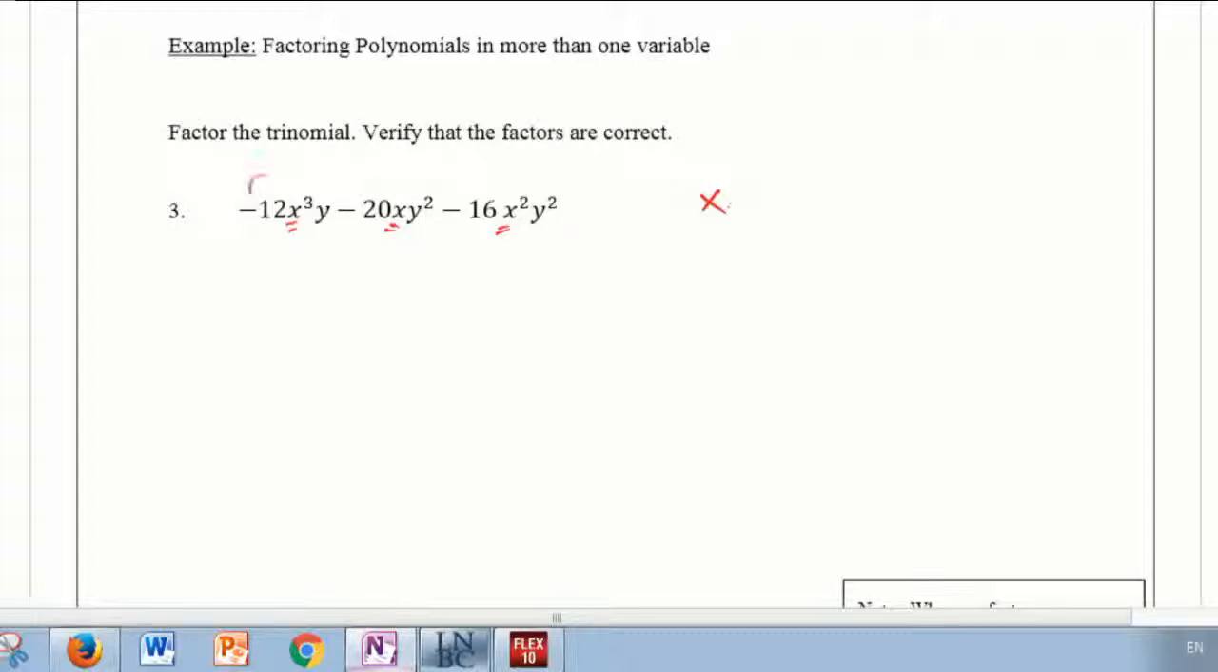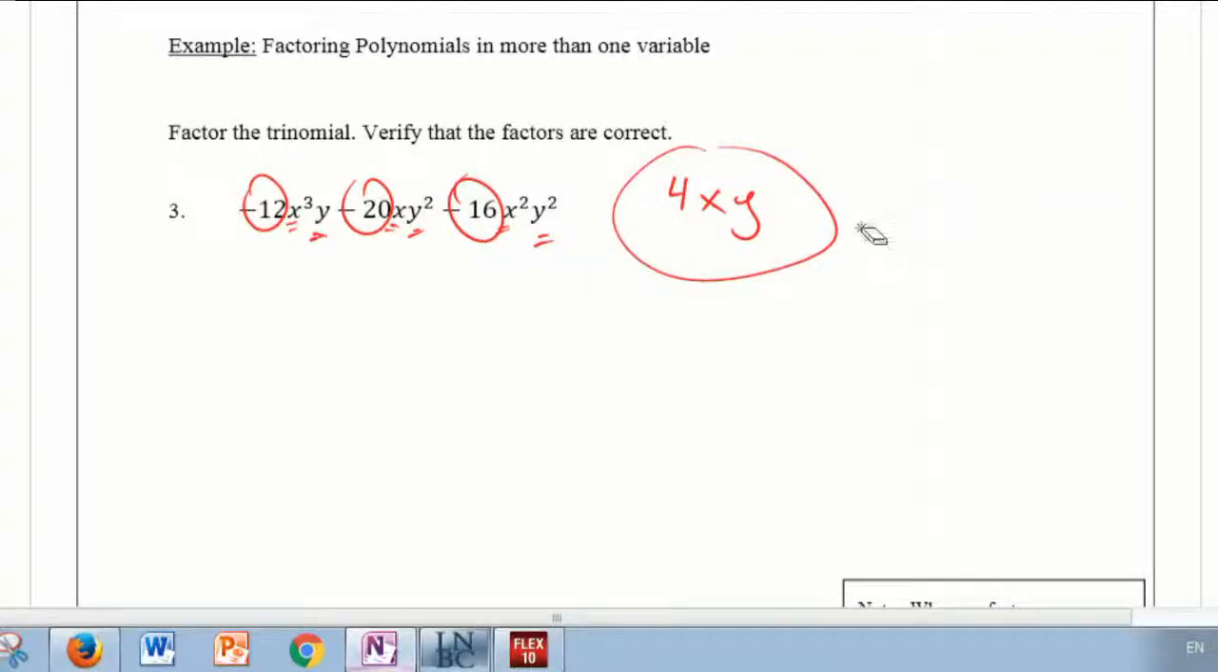How about the terms out front? 12, 20, and 16. What is the greatest common factor of those things? If I think really hard, I think, oh, well, 12 and 16, those both have a 4. 20 also has a 4 that can come out of there. What about 6? No. So I'd probably pull out a 4, and then I have a y squared, and a y squared, so the largest y would just be y. So that would likely be my greatest common factor.